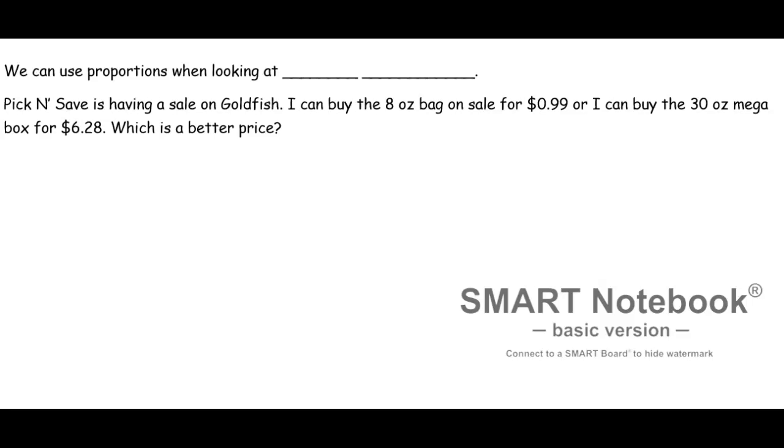Okay, we can also use proportions when we're comparing prices, and that's called unit rate. So Pick and Save is having a sale on goldfish. You love goldfish, right? I know, I see them on my classroom floor. You can buy an 8-ounce bag for 99 cents, or you can buy a 30-ounce mega box for $6.28. Well, if you're a high school student, you have no money, you want to figure out which is the better price, right? Well, I hope so.